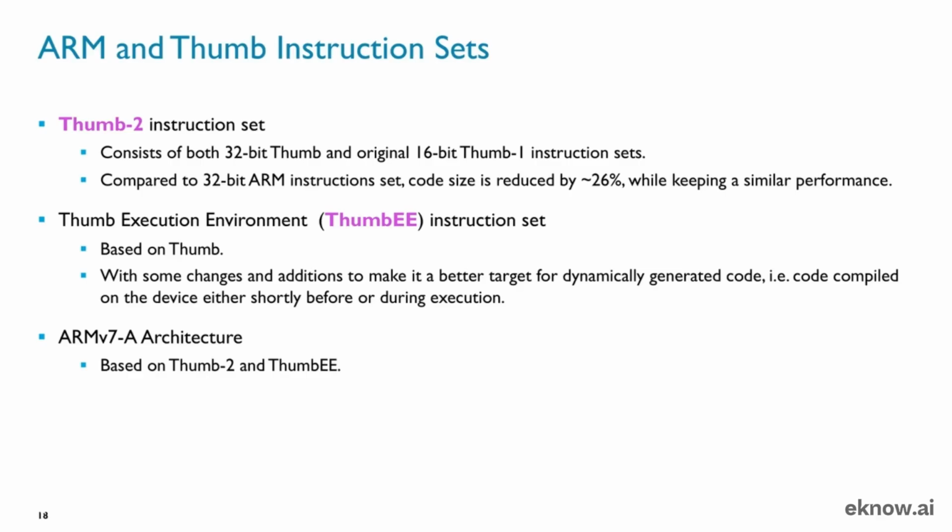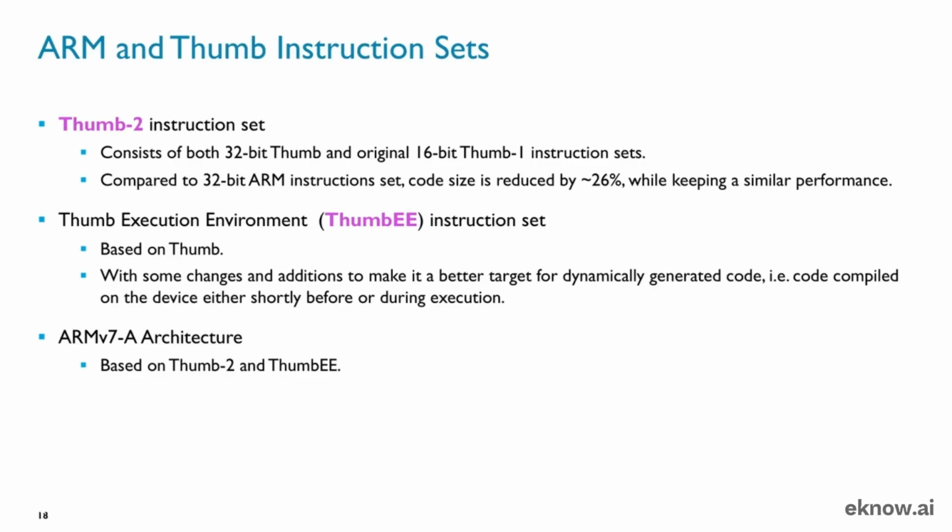Why is this combination so powerful? As we see here, when you compare it to using only the standard 32-bit ARM instruction set, you get a significant code size reduction, about 26%. This means your programs are smaller, which is great for memory-constrained devices. But the really brilliant part is that you achieve this without the major performance hit of the original Thumb. It maintains a performance level very similar to the full ARM instruction set. So, with Thumb-2, you get the code density benefit of Thumb and the performance of ARM. It was a major step forward.